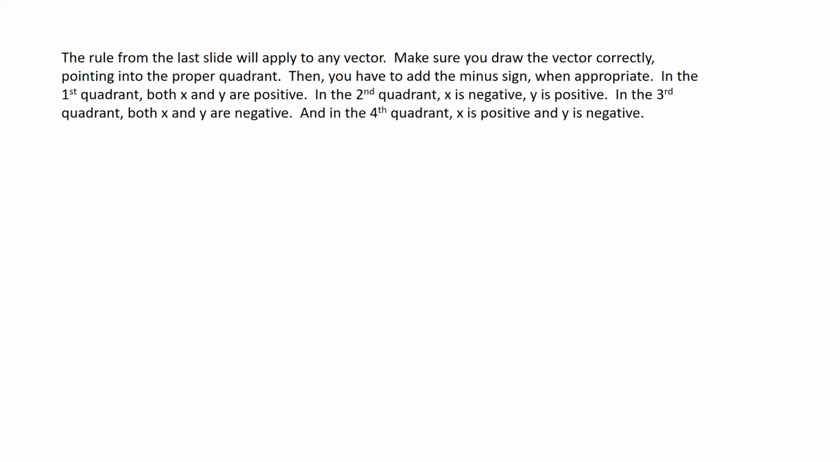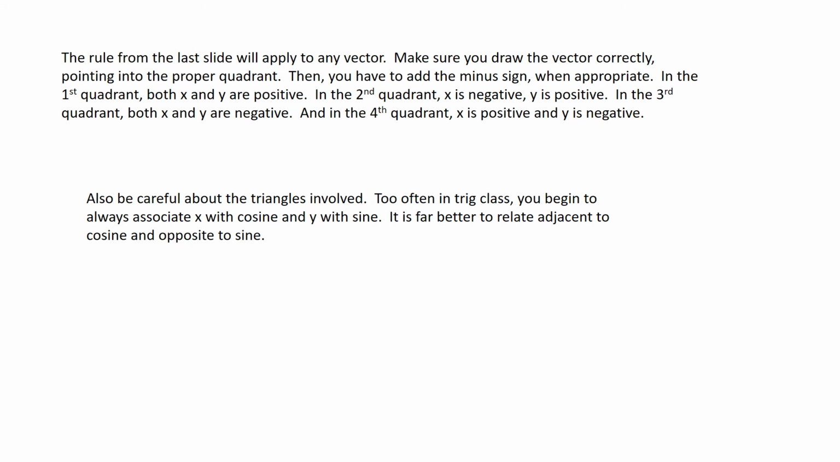The rule from the last slide applies to any vector. Make sure you draw the vector correctly, pointing into the proper quadrant. Then you have to add the minus sign when appropriate. In the first quadrant, both x and y are positive. Second quadrant, x is negative, y is positive. Third quadrant, they're both negative. And in the fourth quadrant, I have a positive x and a negative y.